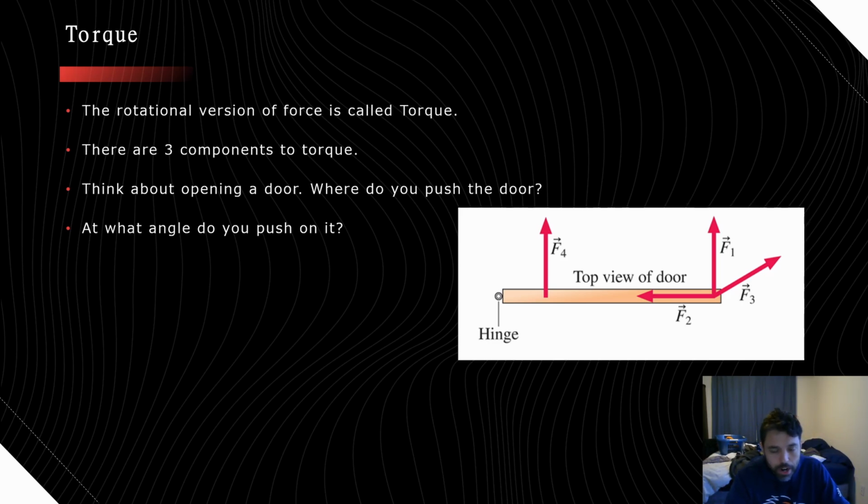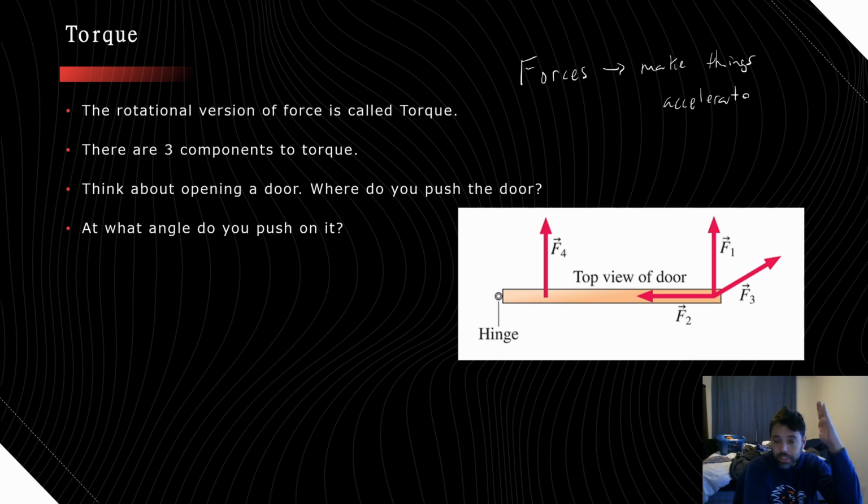Well, look at this picture here. If I wanted to create the most torque, which is the rotational version of force, right? So what did forces do? Forces, linear forces, they make things accelerate. We can speed them up or we can slow them down, right? Well, if the door is at rest and we want it to rotate, we want it to spin essentially about an axis, we want to apply a torque. So we want to make this thing rotate.